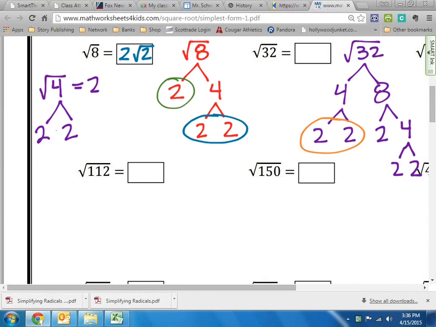Okay? Here's a pair. So there's 1. And look, I have another pair of 2's. So I can pull that out. And now they don't have to be next to each other to be pairs. They can be anywhere in the tree. Just make sure you circle 2 at a time.